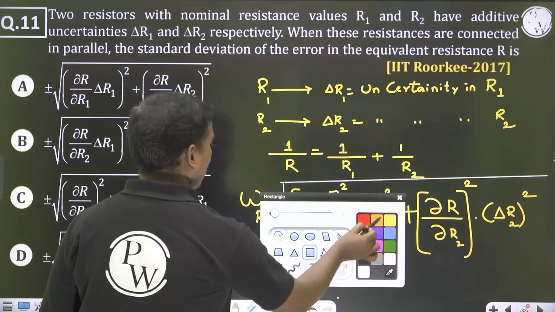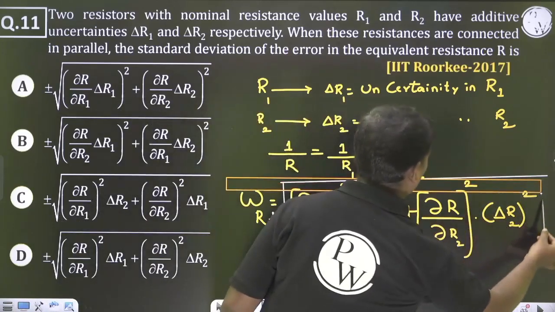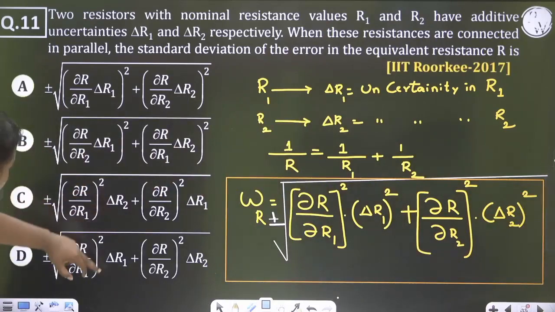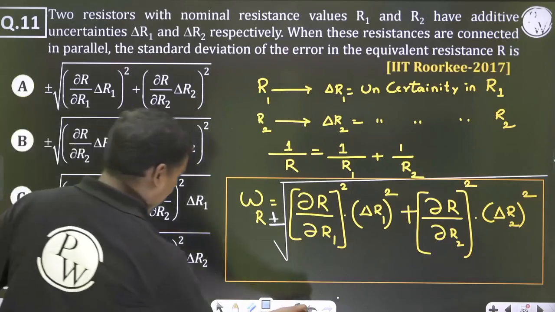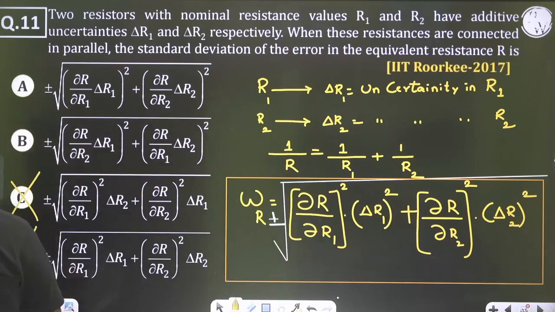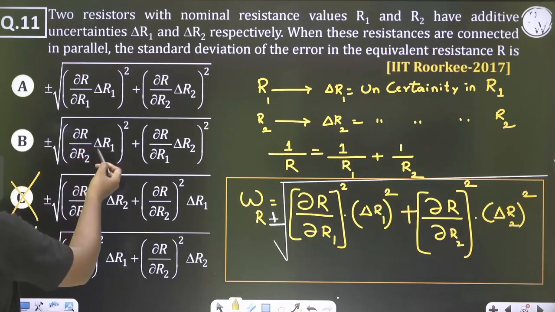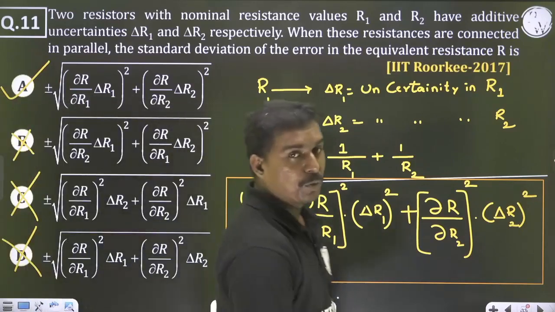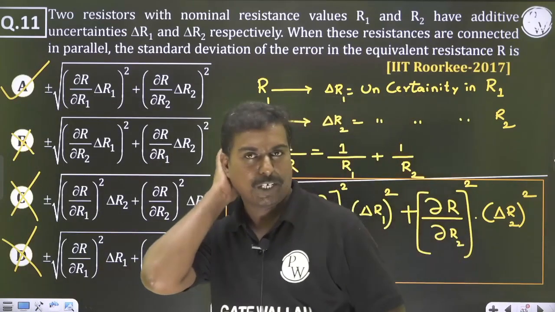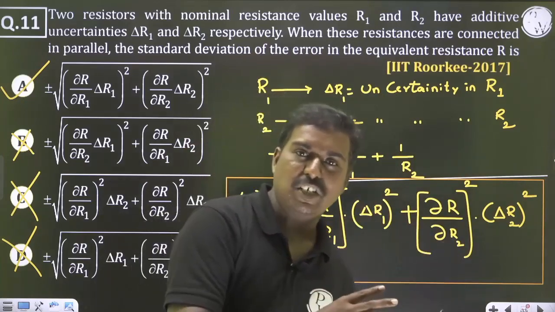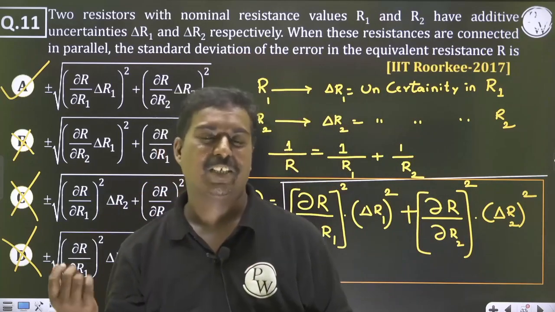Very important point, my dear. One of the key topics in measurement. So which option is matching? Dou R by dou R1, no, square. So D can be eliminated, C can be eliminated. Dou R by dou R2, this is also eliminated. So option A is the answer. Understood? Very qualitative question.